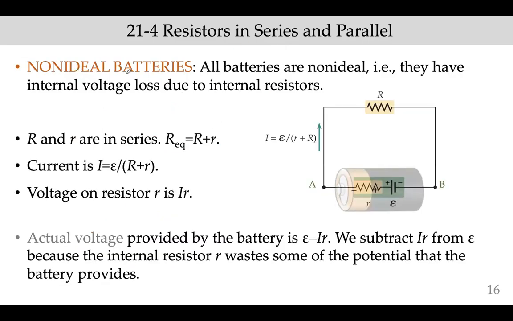Okay, let's talk about non-ideal batteries. All batteries are non-ideal. What it means is they have internal voltage loss due to internal resistors. Even though you don't see any resistor connected, of course, there's no physical resistor, but because some of the chemical processes are not perfect and consume some energy, you can model it as an internal resistance. There are also sometimes some cables within the battery, so they also act as a resistor.